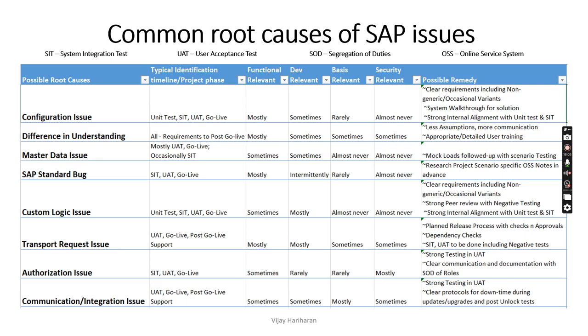Security as well sometimes, because the RFC is all good, the user is all created, but the user does not have the specific role to perform a specific change. So you might encounter failure. Again, the possible remedy is strong testing in UAT, clear protocols for downtime during updates and upgrades, and post unlock tests.